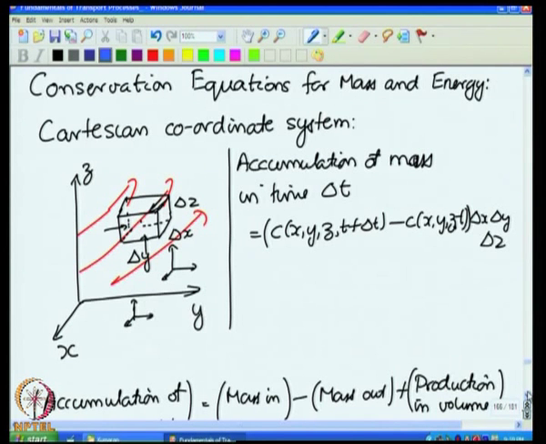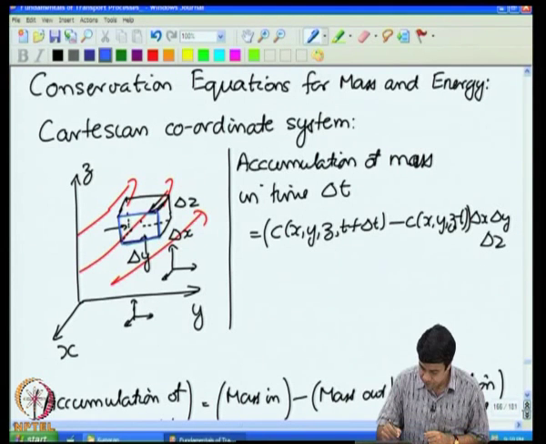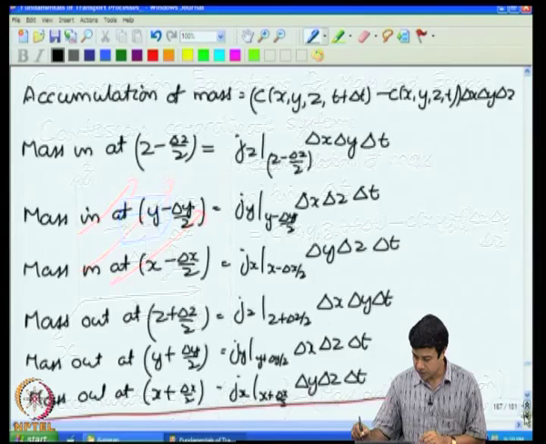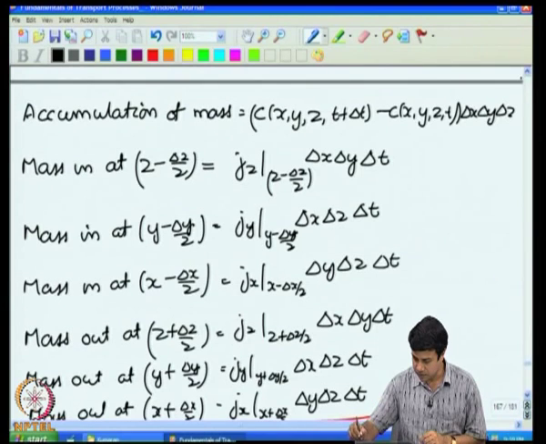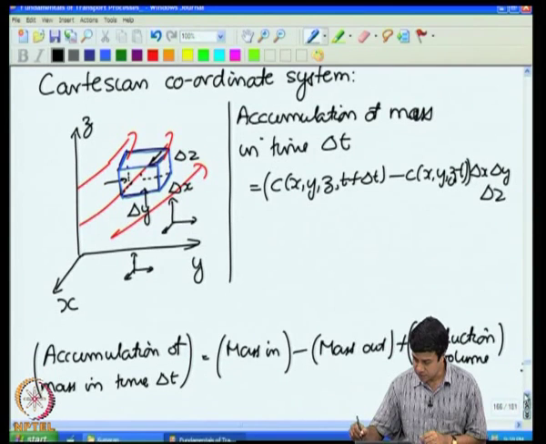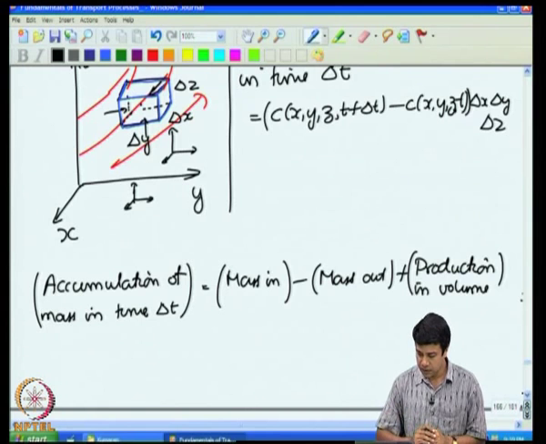So, when we looked at transport in a Cartesian coordinate system in the last class, I had defined for you a differential volume which was in the form of a cube. And then we had written the mass conservation equation. Accumulation of mass is equal to mass in minus mass out plus production in the volume, and the differential volume is chosen with a certain logic.